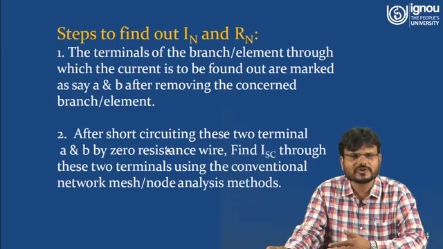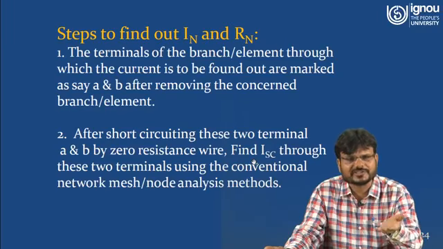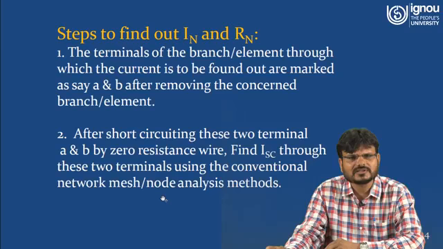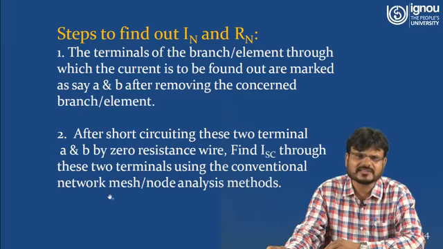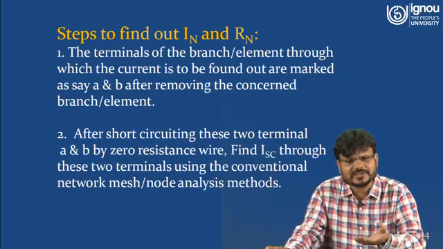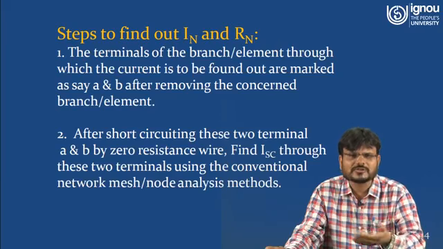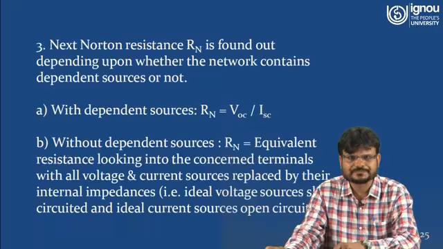In the second step, what you have to do? After short circuiting these two terminals A and B by a zero resistance wire, find the ISC, because you have to replace it by the short circuit current. Short circuit current means zero resistance. So find ISC through these two terminals using conventional network methods, either with the help of mesh analysis or node analysis. You can also apply Kirchhoff's voltage law, Kirchhoff's current law, and for solving this type of network you can also apply the superposition theorem.